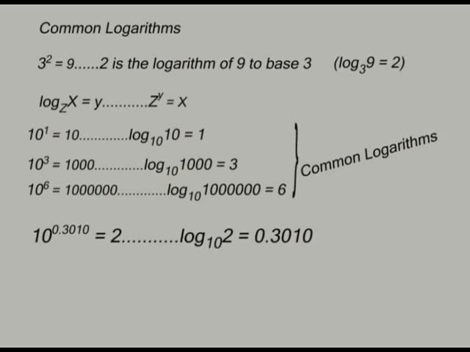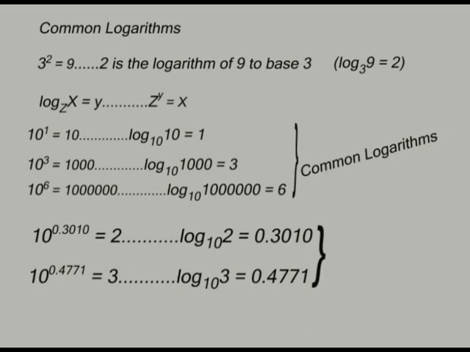Trying with 3, we get 0.4771. And so 10 raised to the power of 0.4771 is equal to 3, meaning that log to base 10 of 3 is equal to 0.4771. When dealing with common logarithms, the base is often omitted, and so we would simply have log 2 is equal to 0.301 and log 3 is equal to 0.4771.